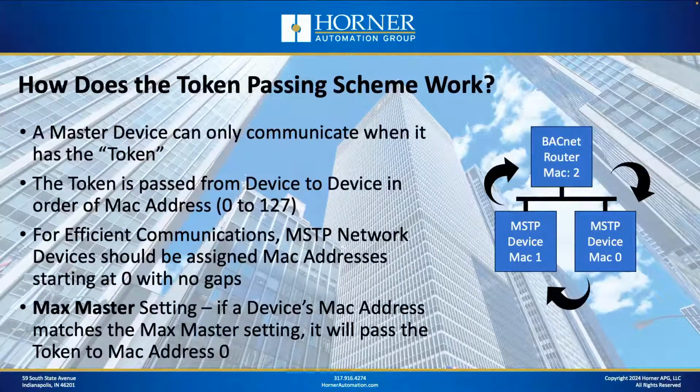That's important. And there's also a parameter you can set called max master. That's a parameter that can be set in any device on the network that each device checks before it sends on the token. So again, if I've got a MAC address of, let's say, 3, and I'm done with the token, I'm going to send it off to MAC address number 4, unless I check the max master setting and I see that the max master setting is equal to my MAC address. That means I'm the highest numbered device on the network, which means I need to pass the token back down to MAC address 0. So that's what the max master setting does for you.